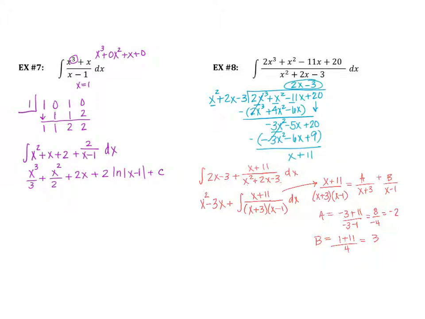Okay, so this portion here, when I integrate that, I'm going to go ahead and just write the entire answer because we can bring down that top part plus. And then a was negative 2, so that's going to be negative 2 and then natural log absolute value of x plus 3, and then plus 3 natural log absolute value of x minus 1, and then plus c.